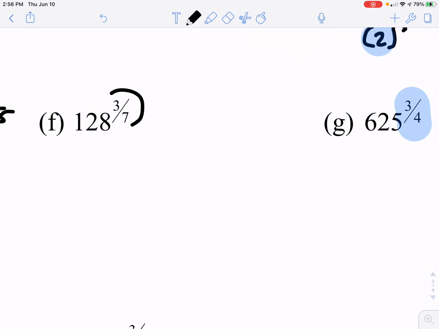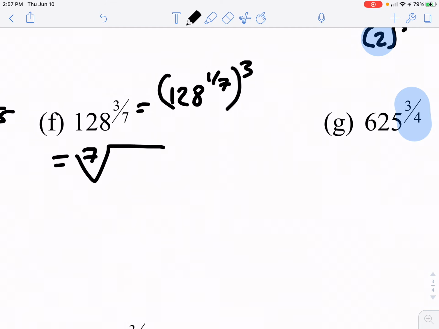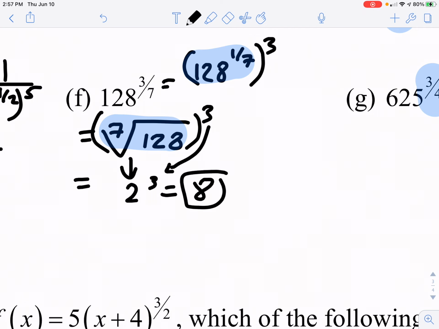This is one that we would definitely need to do something like that, because that's going to be very challenging to take the 7th root. I mean, let's try this. Okay, so this would be the 7th root of 128 raised to the 3rd power, because 3 times 1/7 is 3/7. So what number times itself 7 times is going to give you 128? In other words, this would be the 7th root of 128 cubed. So all I did was change this into the 7th root. Well, what number times itself 7 times gives you 128? Well, that number would be 2. We're going to raise that to the 3rd power, and we get 8.